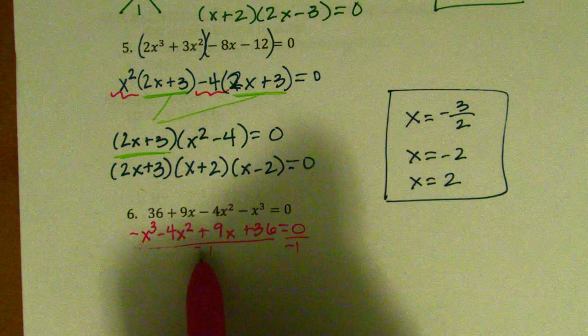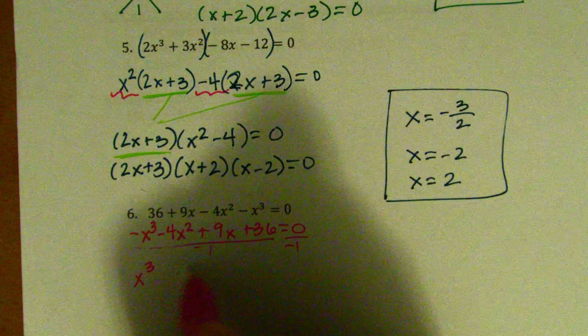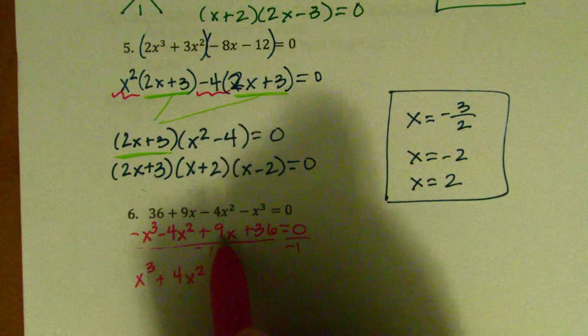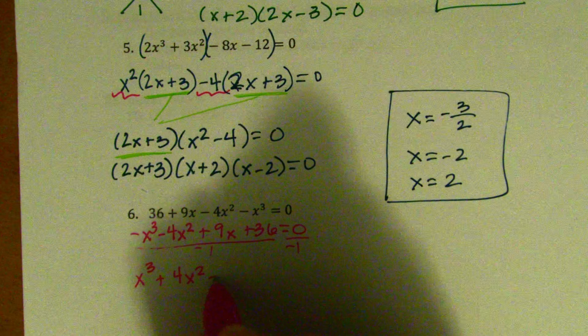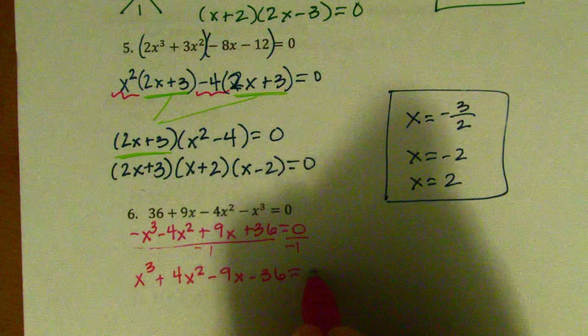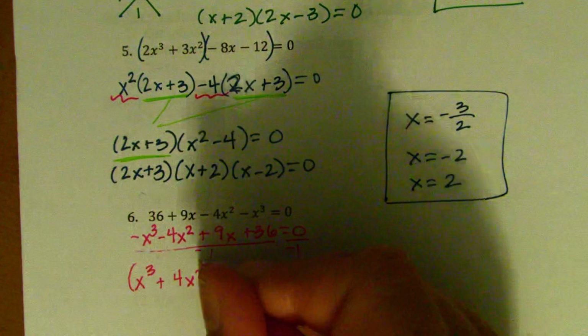So a negative divided by a negative becomes a positive x cubed. Negative 4x squared divided by -1 becomes positive 4x squared. Positive 9x divided by -1 becomes negative 9x, and then negative 36 equals 0. And now we can go into that factoring by grouping.